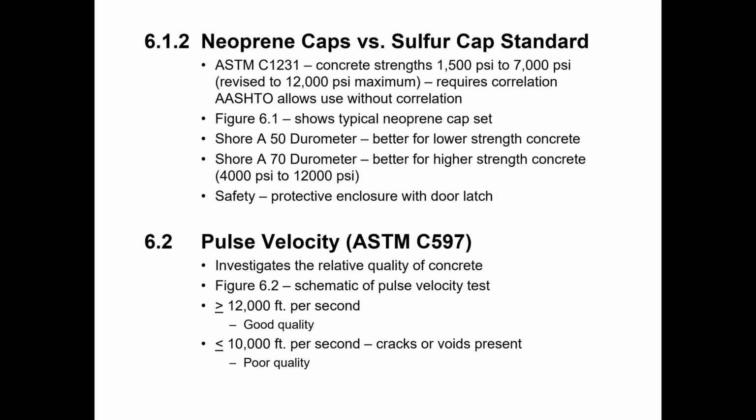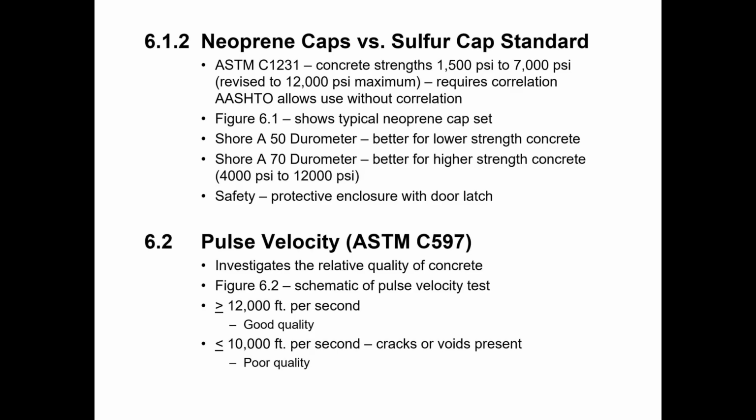So if you're not familiar with neoprene caps, a schematic of what a cap set looks like is shown in figure 6.1 on page 6.3. So we have a steel end cap in which a neoprene cap fits. And so we have one of those combination steel and neoprene caps on each end of the cylinder.